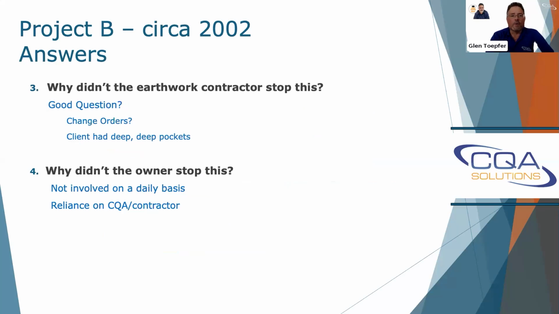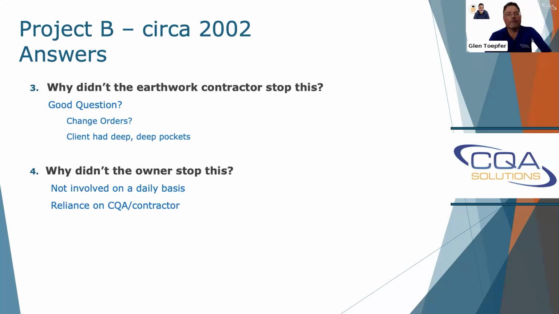The other question: why didn't the earthwork contractor stop this? That's a good question to me. They should have. They were a well-known earthwork contractor. They did work on roadways and other low permeability soils. They should have stopped it, but I think it might have boiled down to change orders. The client had really deep pockets, so maybe they just wanted to get paid to keep moving stuff.